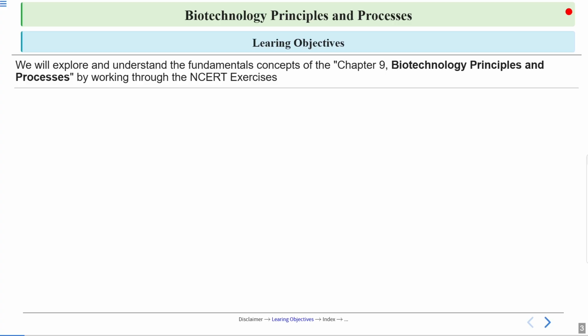And today we are going to study the Biotechnology Principles and Processes chapter NCERT exercise. So the learning objective is to explore and understand the fundamental concepts of Chapter 9, Biotechnology Principles and Processes, by working through the NCERT exercise. By solving the NCERT exercise, we will be able to understand the fundamental concepts of the chapter.